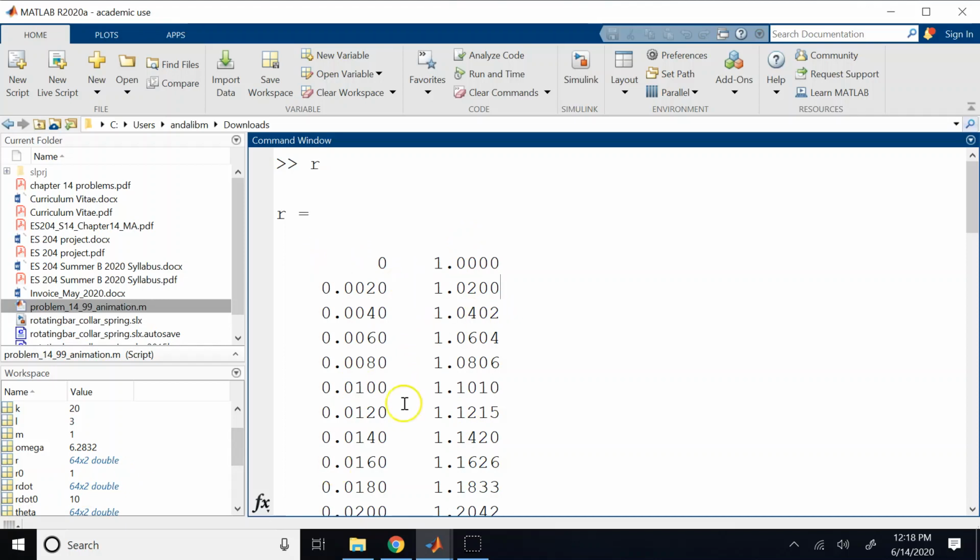So now, since this is a matrix, not a vector, I cannot use command length. I have to use command size. And when you say size of something and 1, it gives you the number of rows.